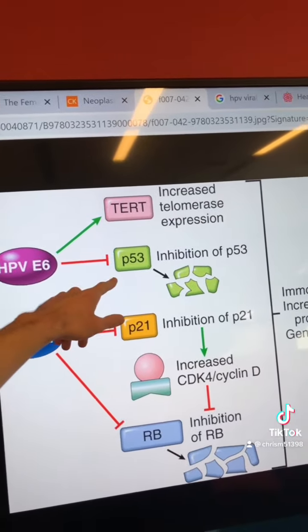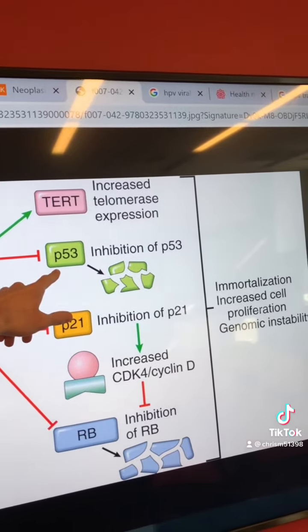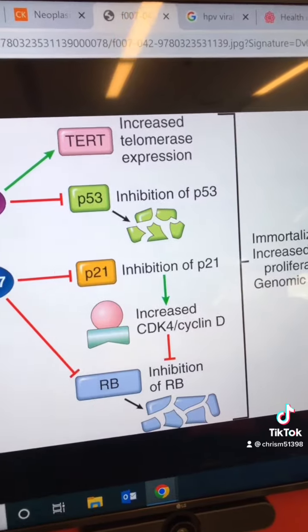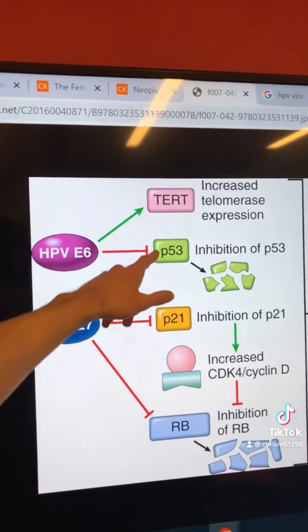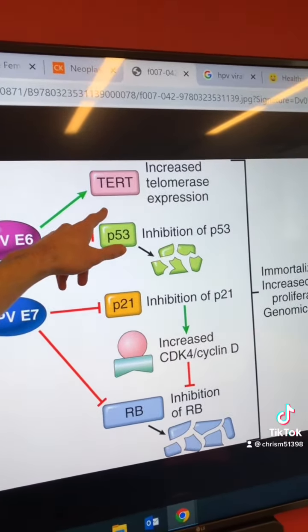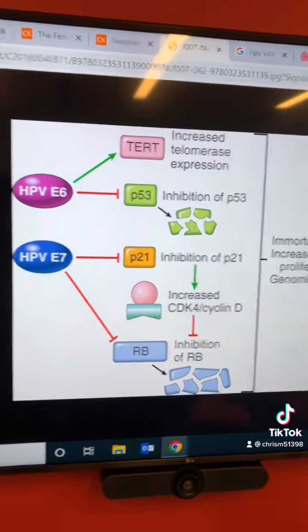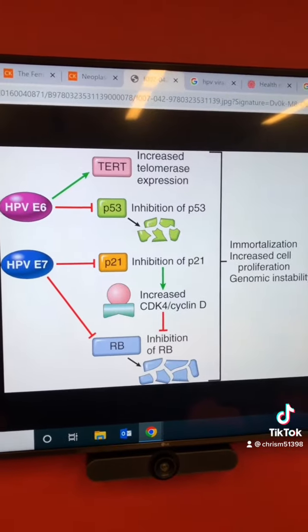HPV E6 degrades P53, which is a very important tumor suppressor. A lot of people refer to it as the guardian of the genome. E6 also goes on to promote expression of TERT, or telomerase reverse transcriptase. This is a catalytic subunit of telomerase, which actually leads to the immortalization of a cell line.